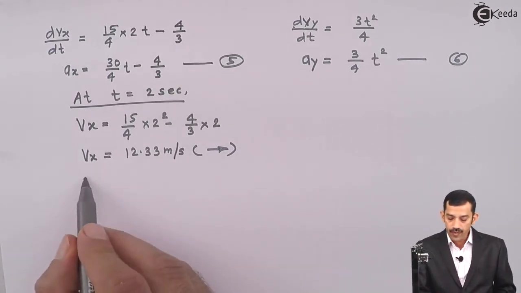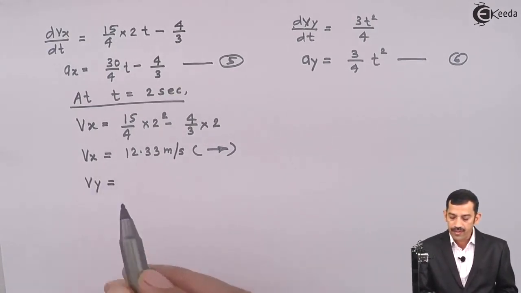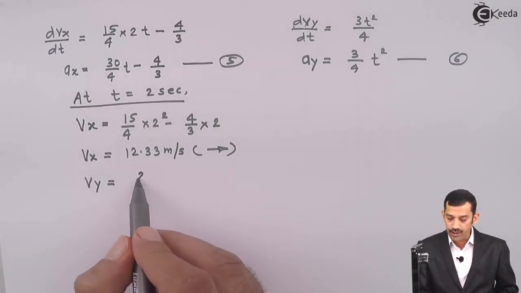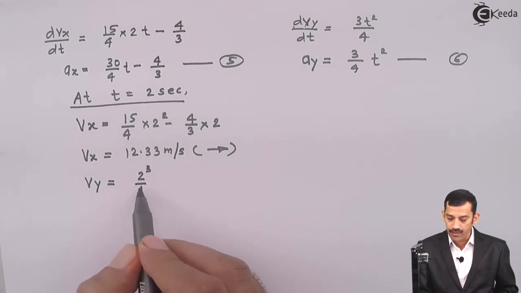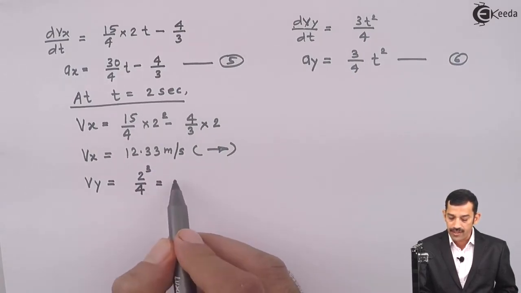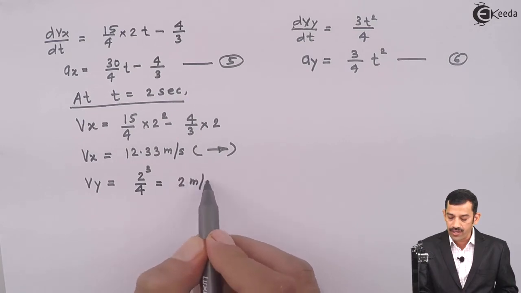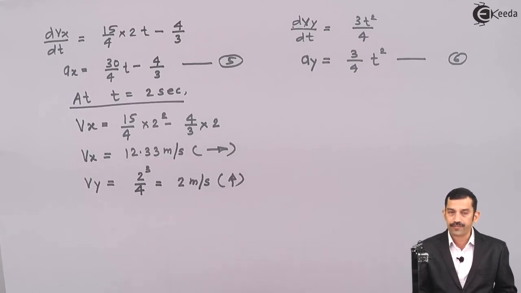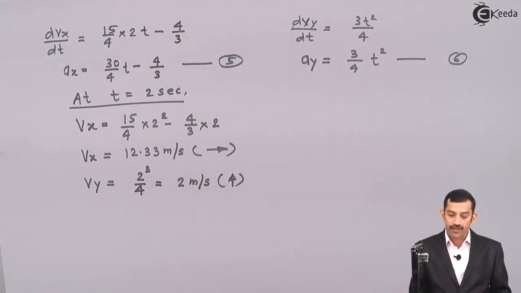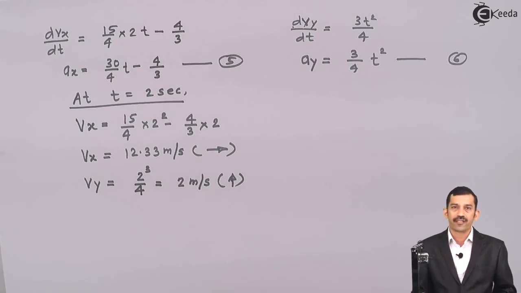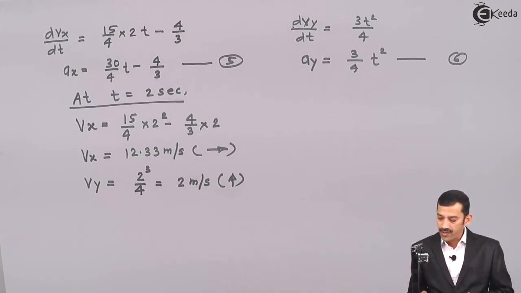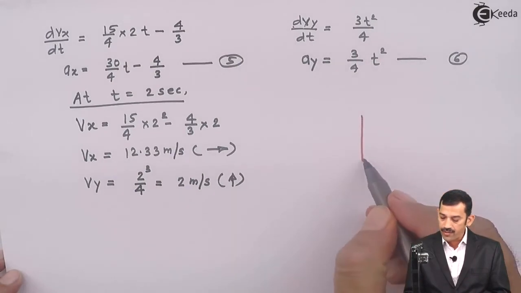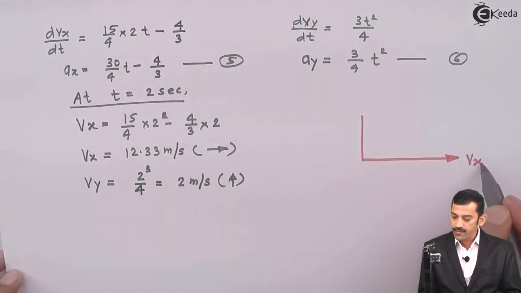Similarly, Vy, substituting t equal to 2 seconds, this is t cube by 4, that means 2 cube divided by 4. Using a calculator, this comes out to be 2 meters per second. As the answer is positive, this component of velocity is upward. Now Vx rightward, Vy upward, that means the resultant velocity will be in the first quadrant. So graphically we will represent here Vx and Vy, Vx rightward, Vy upward.